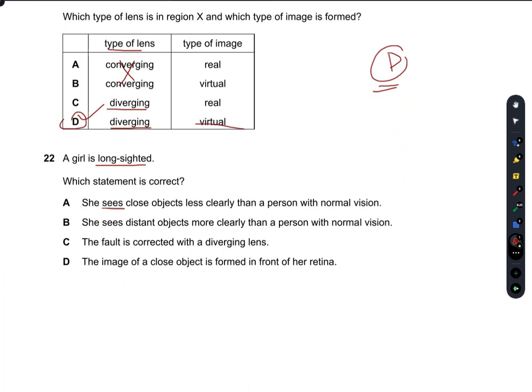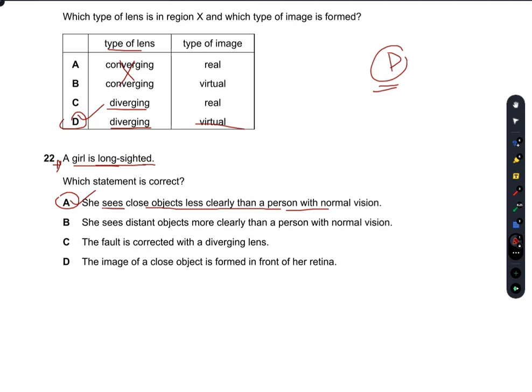She sees close objects less clearly than a person with normal vision. So when a person is long sighted, he is able to see the objects lying far from him clearly, but is not able to distinguish between the objects which lie close to him. So she sees close objects less clearly than a person with normal vision. Yes, this is true. A is your right answer.